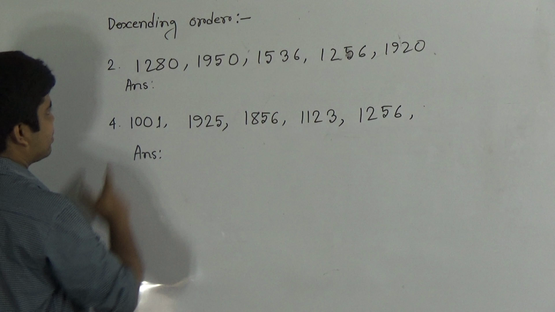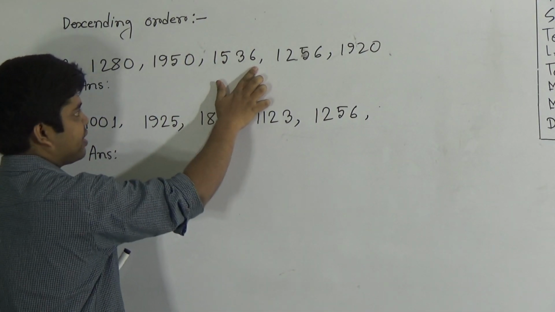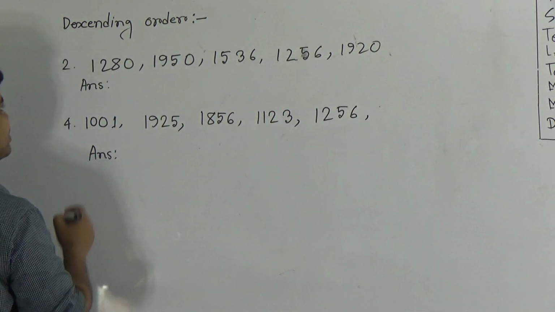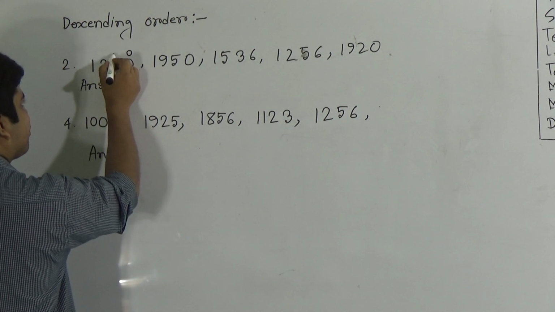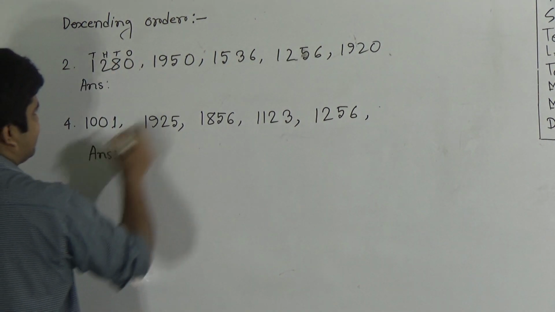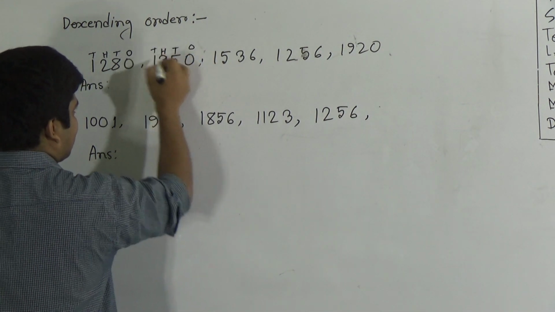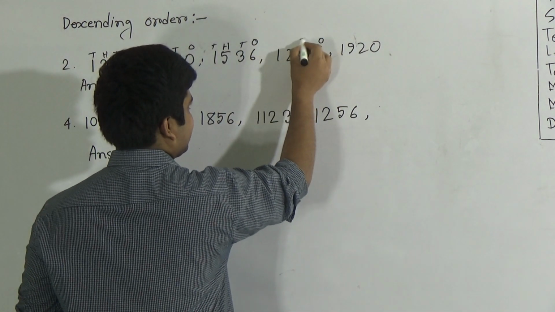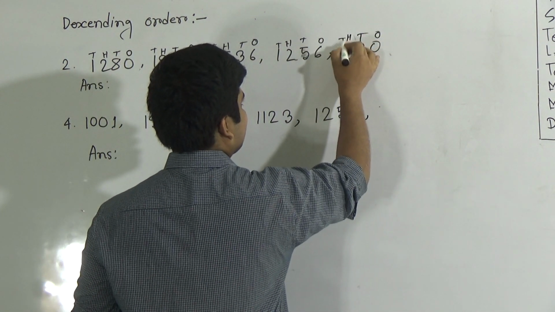We arrange the numbers in descending order, that means greater to smaller. So notice 1280, 1950, 1536, 1256, 1920. First of all we write the place value of each number. 0 is in ones place, 8 is in tens place, 2 is in hundreds place, and 1 is in thousands place. Similarly for the others: ones place, tens place, hundreds place, and thousands place.